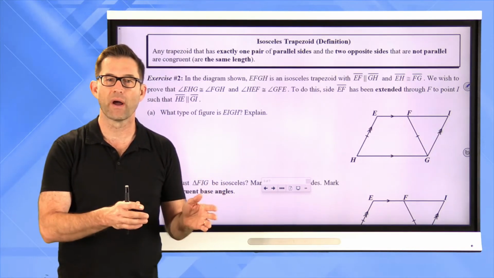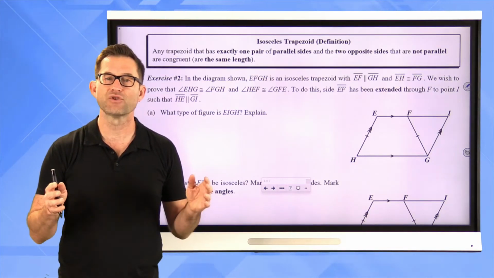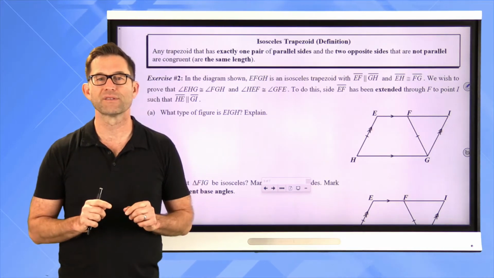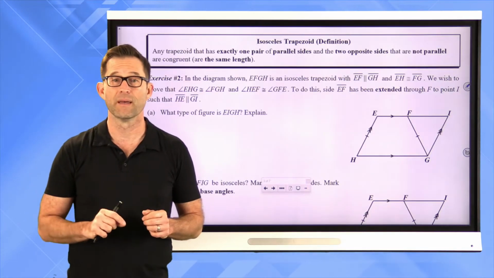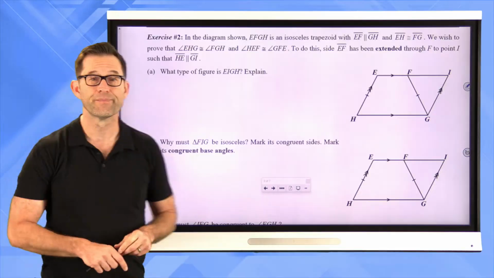An isosceles triangle is a triangle that has two sides that are the same length, and an isosceles trapezoid is a trapezoid that's got only one pair of parallel sides and the other two sides, the non-parallel ones, are the same length. So let's take a look at exercise number 2.